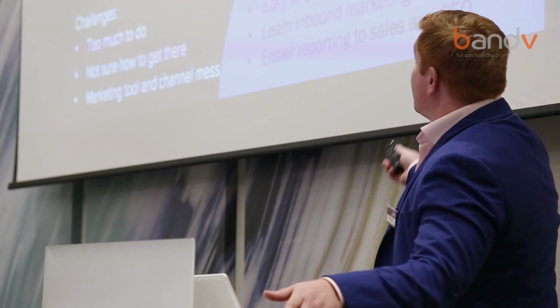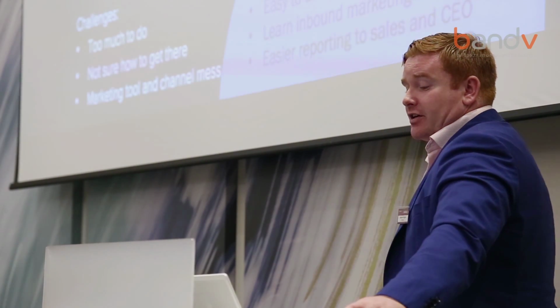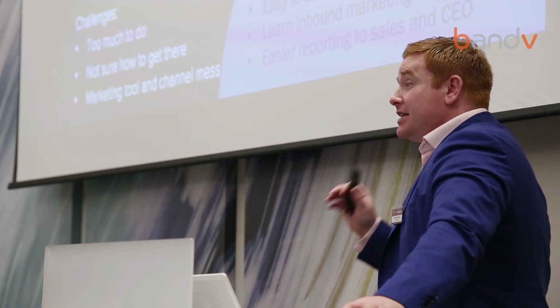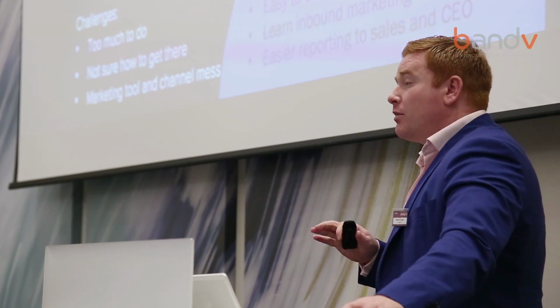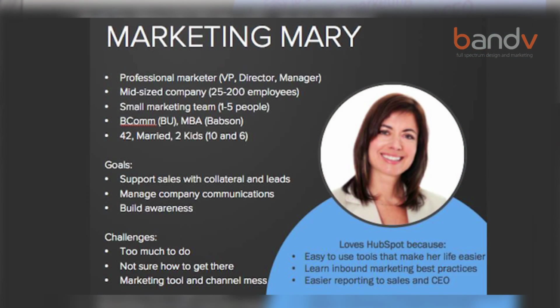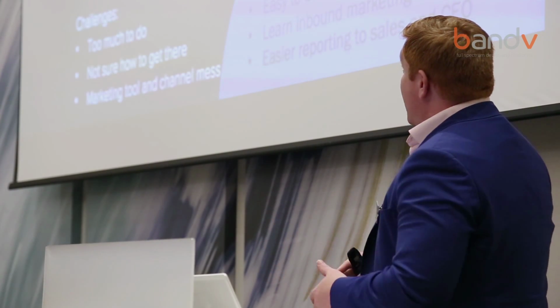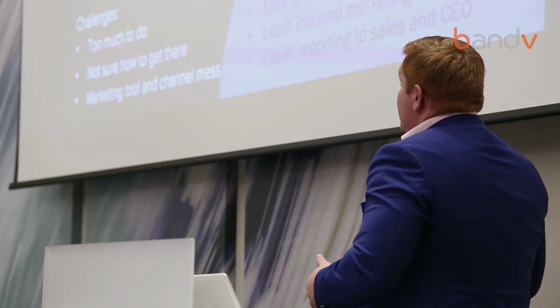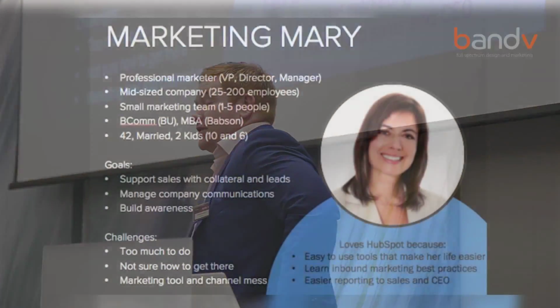The first thing about Marketing Mary is that she's a professional marketer, generally around VP, director, or manager level. She works in a mid-sized company, 25 to 200 people. She has a small marketing team, maybe 1 to 5 people. She generally has a master's postgraduate qualification, generally in marketing. On average, she's about 42. She's married with 2 kids. So just that last piece there, she's 42, married with 2 kids.